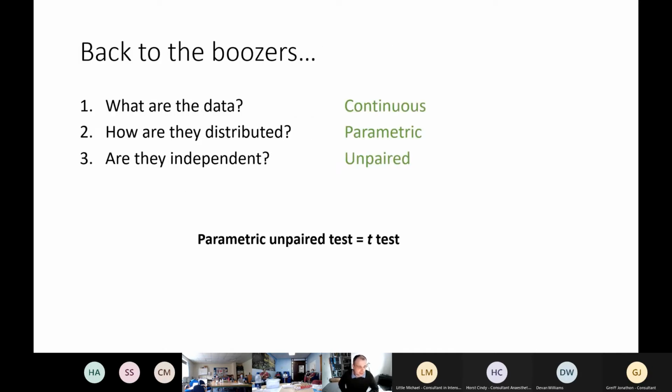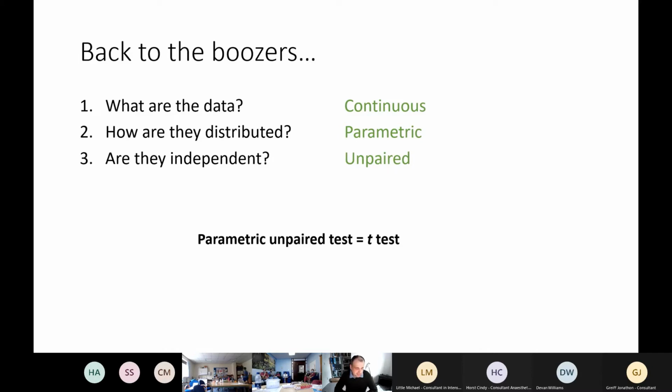So the questions you ask, what I would ask of the information is, what are the data? Well, they're continuous, or at least quantitative. How are they distributed? Well, I know they're distributed. There are tests to show the distribution, but I know because I generated the information. They're parametric. And then there's another question about whether they're independent or not. Again, that's all to do with your trial design.